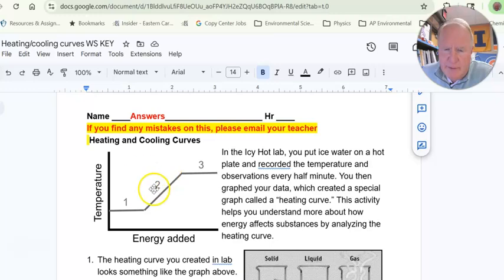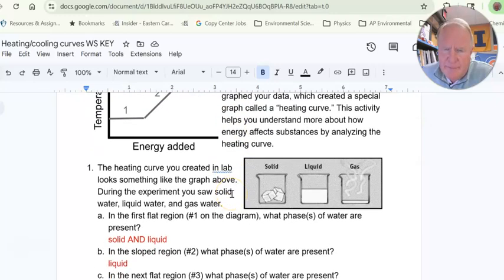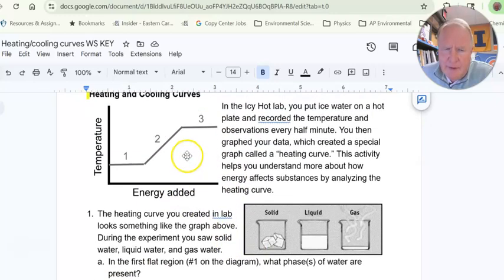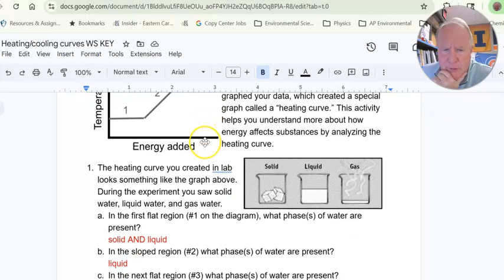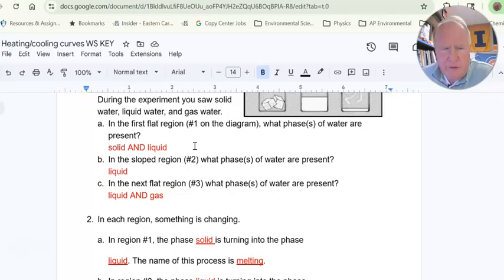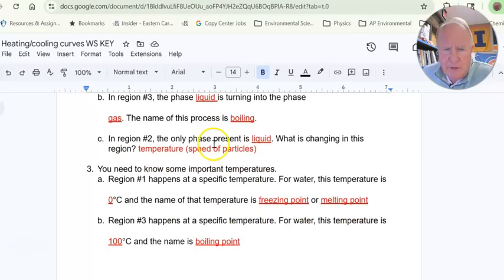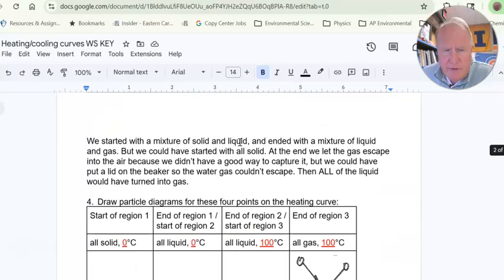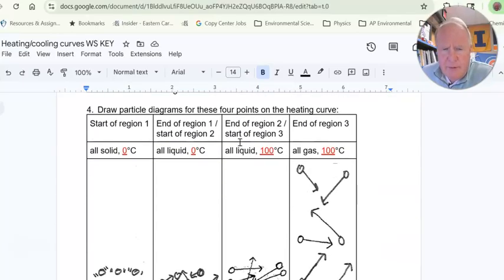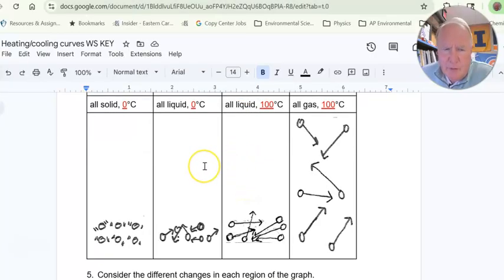So this was the lab, and that was the whole idea of this lab right here. And so the phases that we're seeing are ice and water, just water, and then here we have water and vapor. So that was the whole point of these questions. And you can look at these questions and learn the words like melting and freezing and things like that. Then what we wanted you to do is picture what it would look like for those different parts of that heating curve.